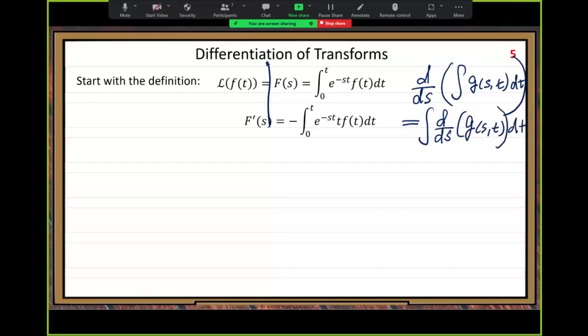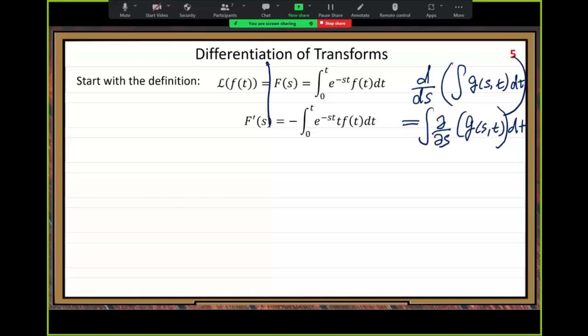Because this way we can treat it as a partial derivative. If the function g is good enough, you can do this. Good enough means the integral should be well defined. If it does not exist, then you cannot do this. We assume our function is good enough, so we can do this operation.